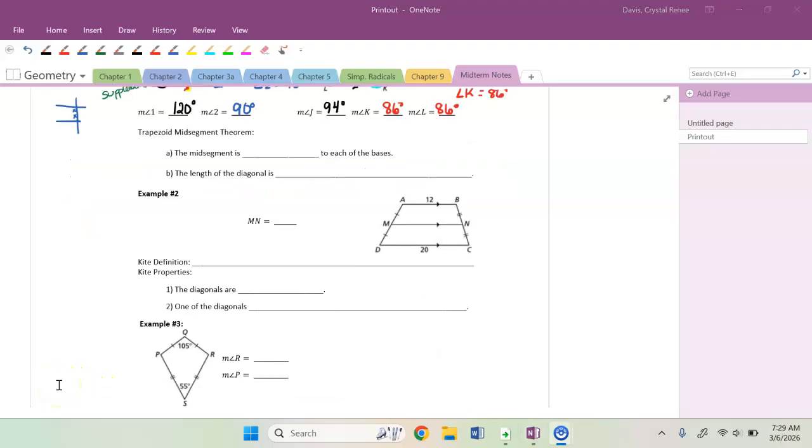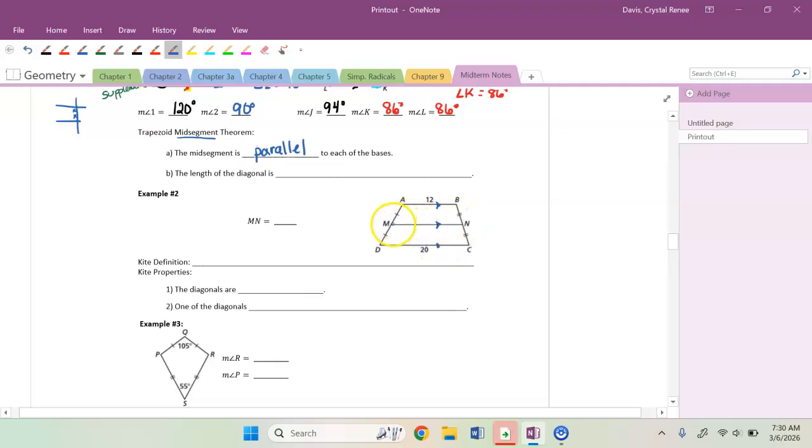All right, so we also talked a lot about the trapezoid mid-segment theorem. A lot of times you'll see one of these on the ACT or something. And we can find the length of the mid-segment because it is always the average of the two bases. The mid-segment is parallel to each of the bases first, meaning that this is the mid-segment, guys. It's going to be parallel to the two bases.